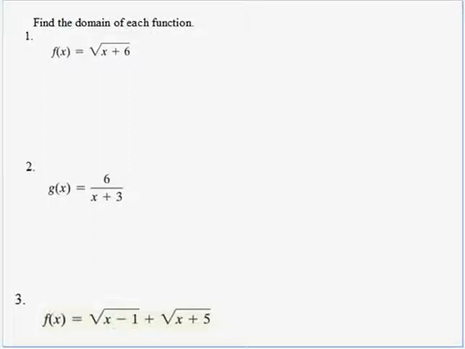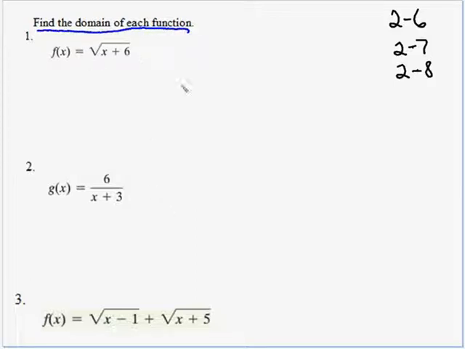In this video, we're going to cover some practice problems to get ready for the test coming up on sections 2.6, 2.7, and 2.8. So let's try a few of these out. For the first batch of problems, 1 to 3, we want to just find the domain of each function.